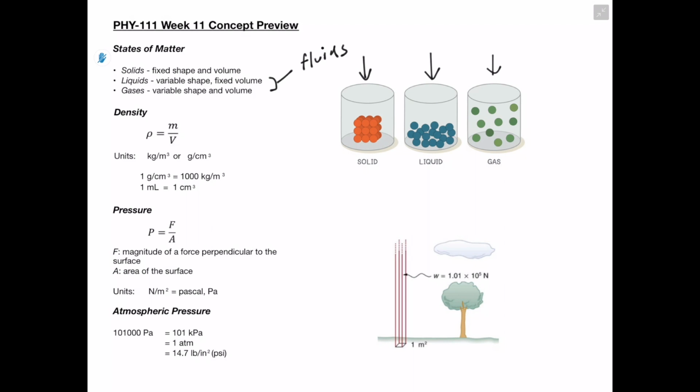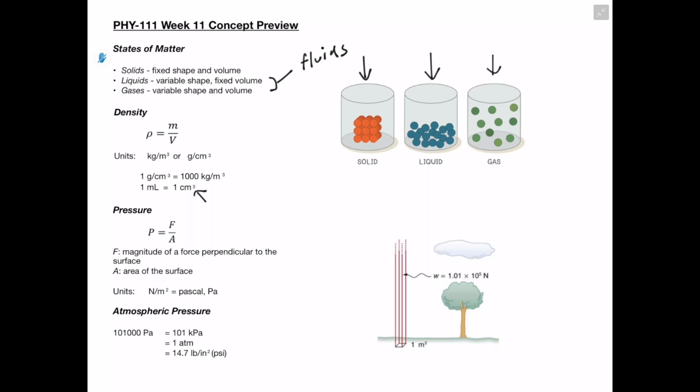So next, density. For density, we're going to use the Greek letter rho, and density is equal to our mass over our volume. This is going to give us units of kilograms per meter cubed or grams per centimeter cubed. When we're dealing with liquids, we're most likely going to want to use milliliters instead of centimeters cubed for our volume. So we see the conversion here that 1 milliliter is equal to 1 centimeter cubed.